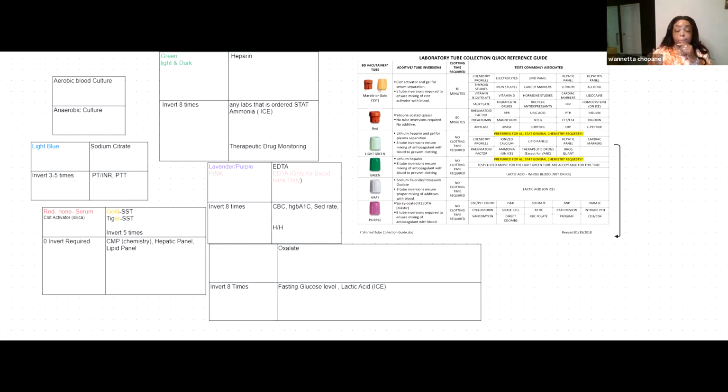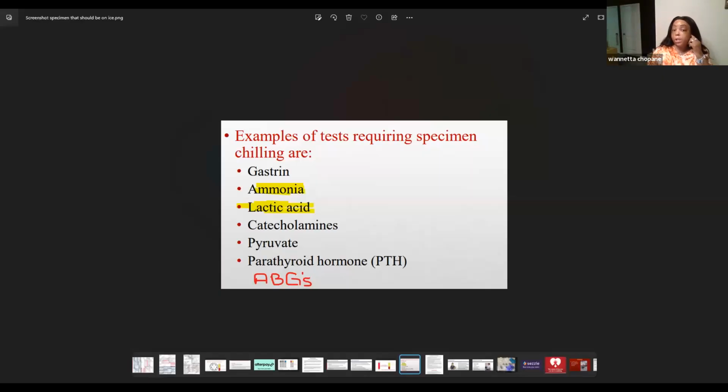Okay, I just want to be sure there's no questions, but what I would like to do is unshare my whiteboard, and I want to talk to you and let you see something. So right here, you see I have an image of examples of tests requiring specimens to be chilled. And as you can see, I highlighted in yellow what you're going to be familiar with, okay? Ammonia goes on ice, but ammonia goes in a green top tube. Lactic acid goes on ice, but it goes in a gray top tube, okay?